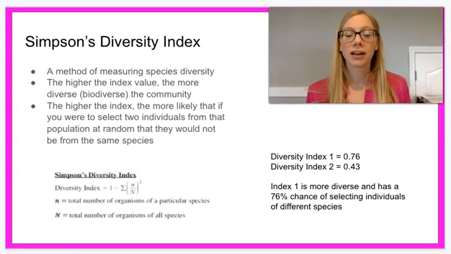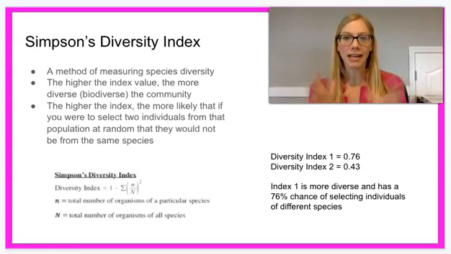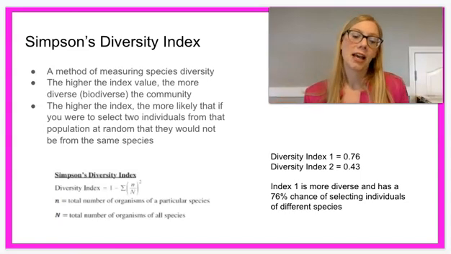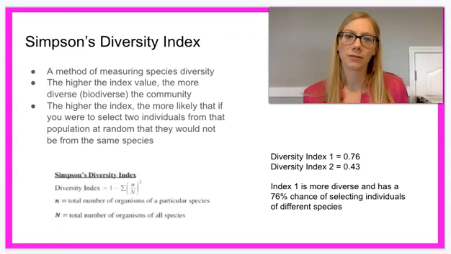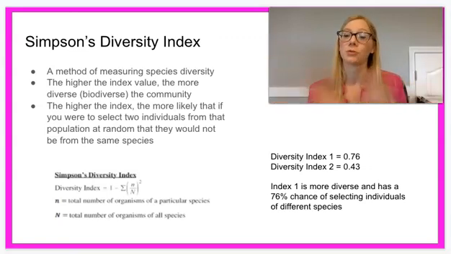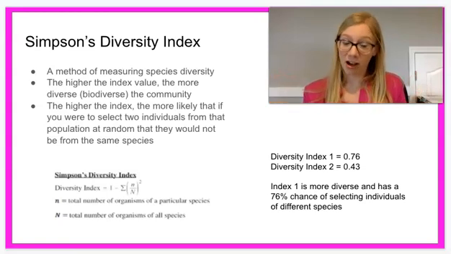If we went out and surveyed some part of land and counted how many of the different types of species we saw in a given space, and then brought that back and calculated the index, the higher the index, the more likely that if you were to select any 2 individuals randomly from that population, they would not be from the same species.